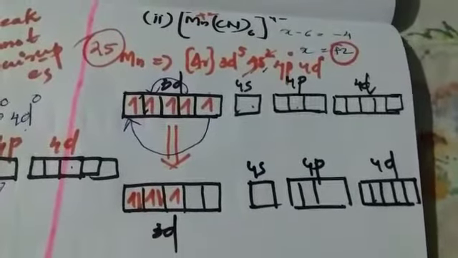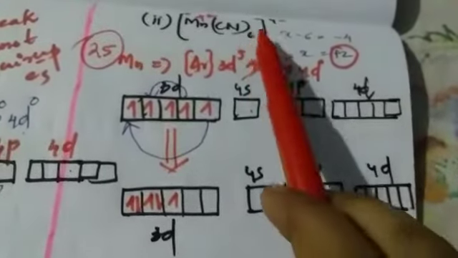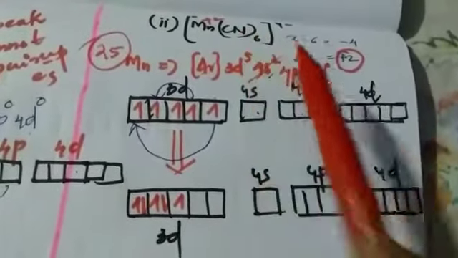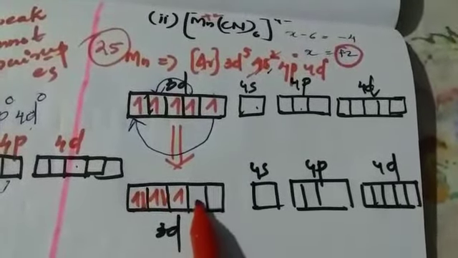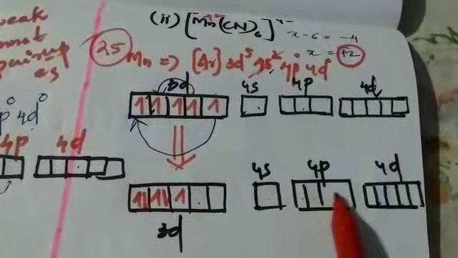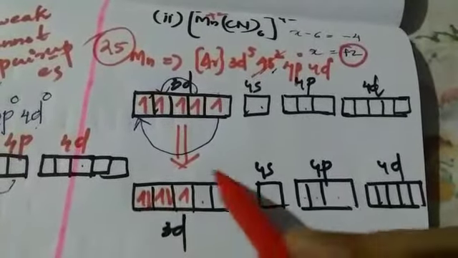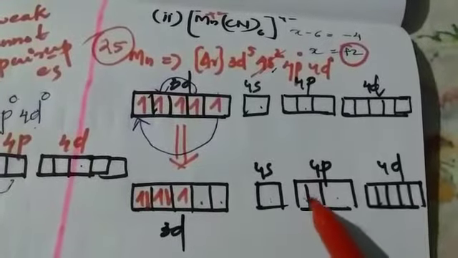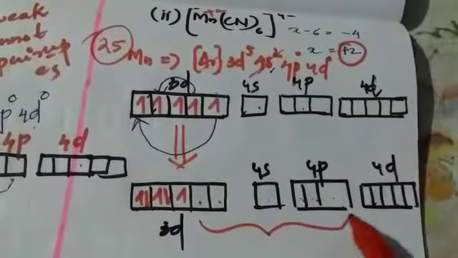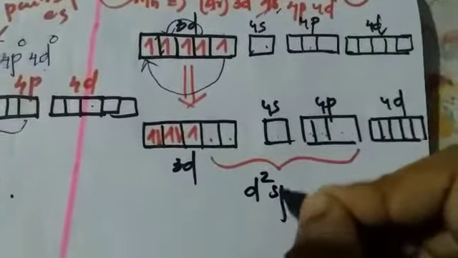Then which hybridization will be taken? Look, here there are 6 CN. So 6 CN needs 6 orbitals. So 1, 2, 3, 4, 5, 6. It will take the inner d orbitals, that is 1, 2, 3, 4, 5, 6. And it will form the hybridization d2sp3.